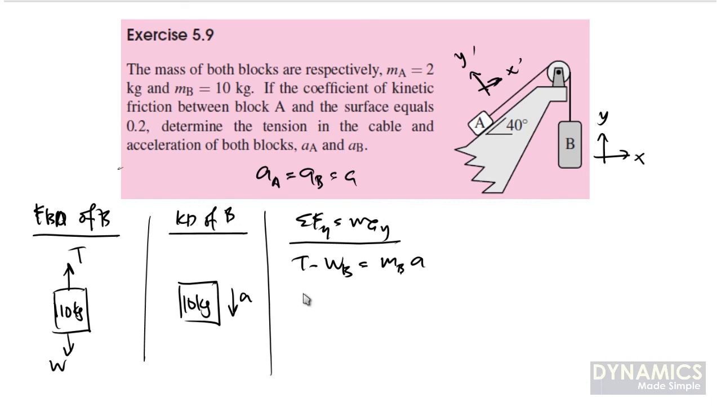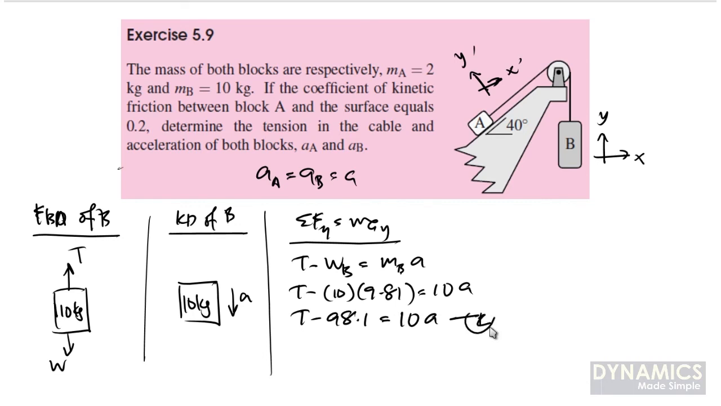So substitute the values that we know. T minus 10 times 9.1 equals 10 times A. So this will give us T minus 98.1 equals 10A. This is our second equation. Right?